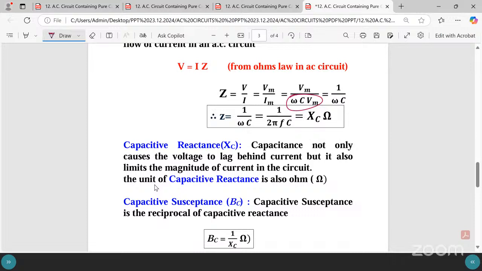Right. 1 by omega C. Remember this formula. Remember this box. 1 by omega C is equal to 1 by 2 pi fC is equal to Xc ohms. Remember this formula.